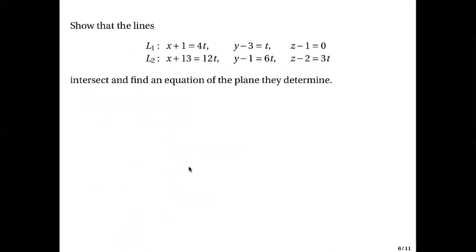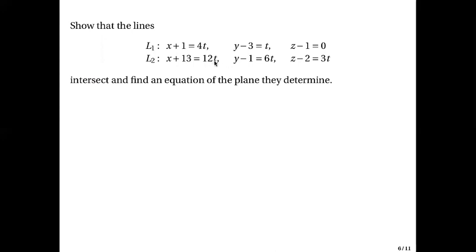So next problem here: show that the lines intersect and find an equation of the plane they determine. Looking at the two representations of the lines, you have the same parameter t here, and there's no parameter in the other, it's just 0t and then t here. So when trying to find the point of intersection of these two lines in three-dimensional space, you have to use different parameters.